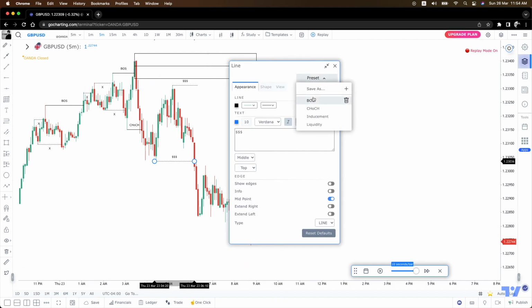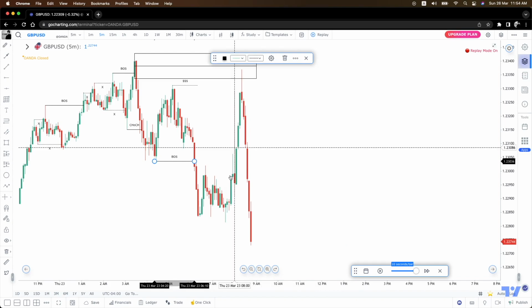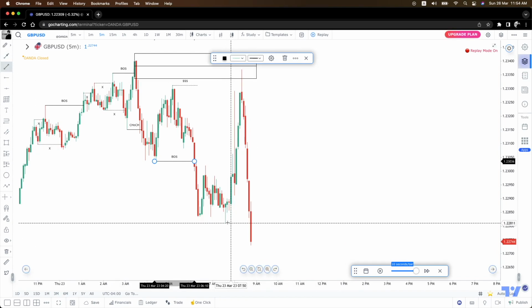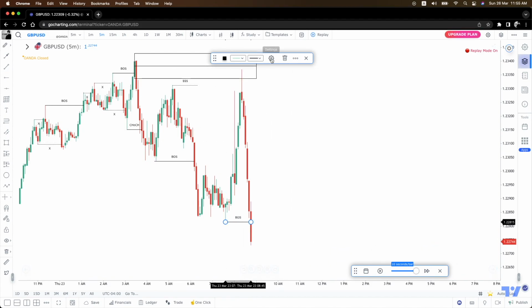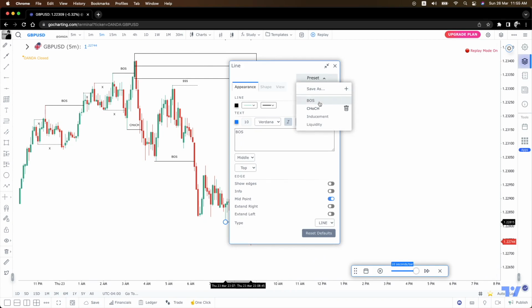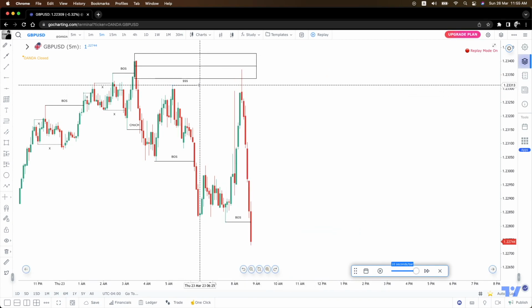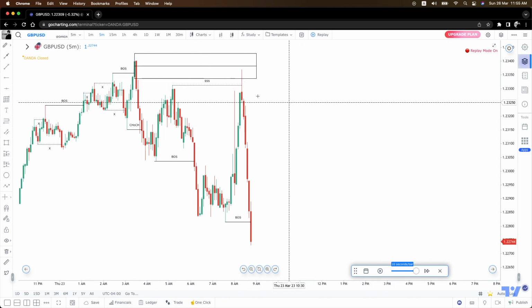Look at what's happening here. This is a BOS, and right here, we can mark it out like that. That's a BOS. And look at the actual sweep, right? This was a liquidity taking or a sweep right there, right?